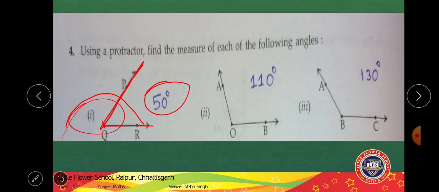Now we need to measure this angle, the second angle. Again we will do the same thing. We will keep our protractor like this, so that the center is at point O and this line is in a straight line with the line of the protractor.